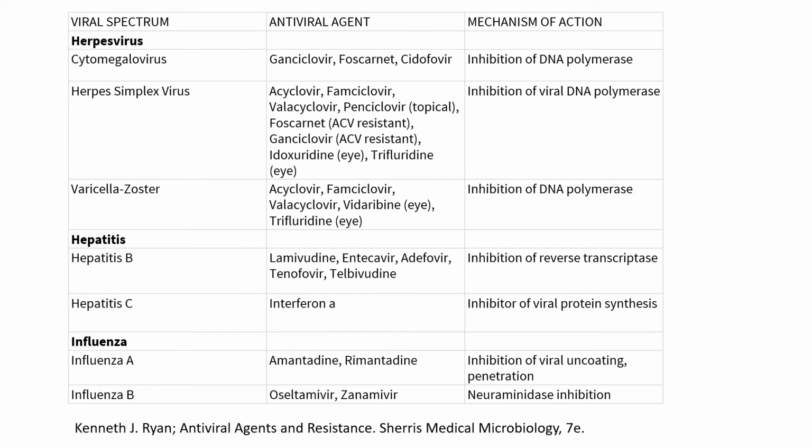For instance, we have cytomegalovirus and herpes simplex virus. Cytomegalovirus, we may use ganciclovir or foscarnet in case of resistance, and the mechanism is inhibition of DNA polymerase. For herpes simplex virus, we have many drugs: acyclovir, valacyclovir, famciclovir, penciclovir, and foscarnet in acyclovir-resistant cases, as we said before, and we may also use ganciclovir. And all of these drugs inhibit viral DNA polymerase, but for which virus? Herpes simplex virus. Okay. For varicella zoster, we have acyclovir, famciclovir, valacyclovir, inhibition of DNA polymerase.